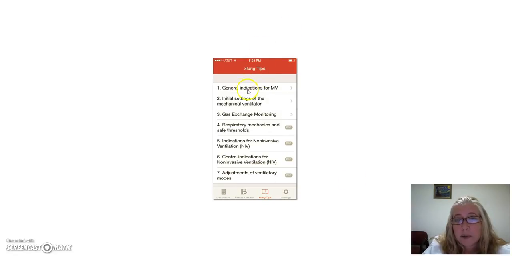But under X-Lung tips, it talks about general indications for mechanical ventilation, initial settings that they would use for a patient, and gas exchange monitoring, and we'll look into those in a second. But you'll see there are things that we're not going to be able to access, and those are the pro sections where you would need to upgrade, and that's where you're going to have to pay. But it's only $6.99, so I think that's a pretty cheap app for something that they could use a lot.